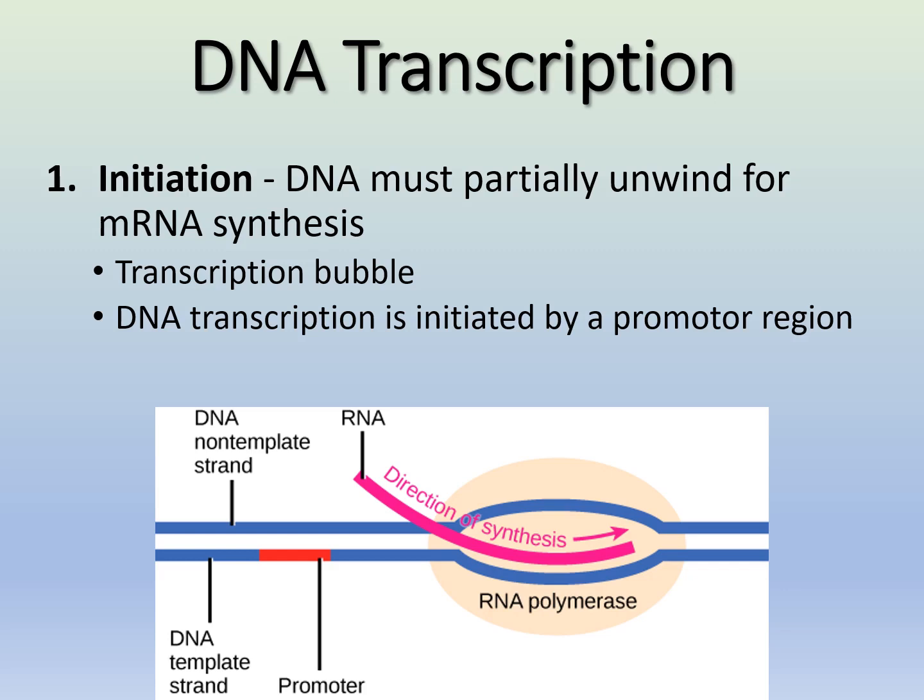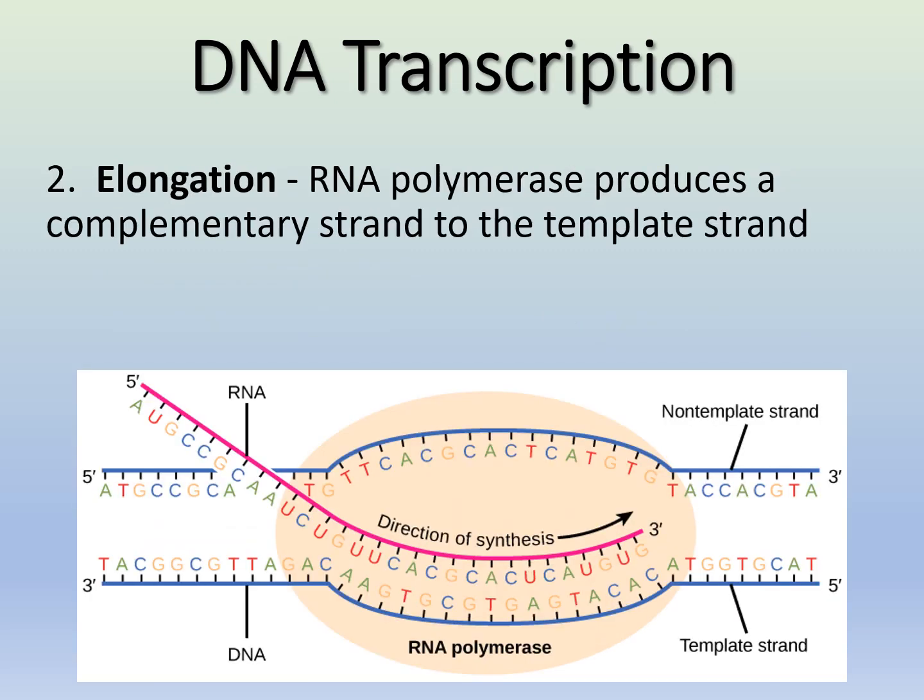And how do we know where to start? How do we know where to unwind the DNA? Well, we actually have a promoter region on the DNA template strand that says, hey, start here. This is where you're going to start transcription. And that's where we are initiated for DNA transcription. Then the RNA polymerase molecule knows that this is where I'm going to go to create the mRNA.